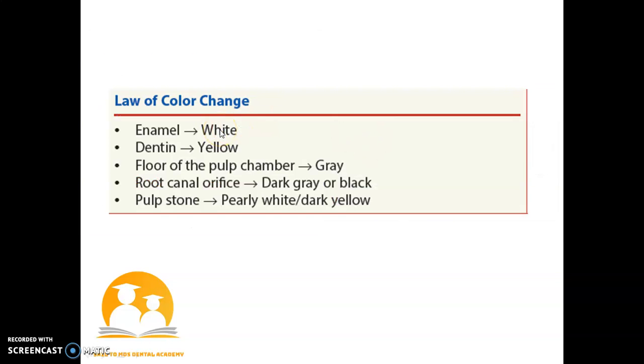Now remember the law of color change. Your enamel is white in color, dentin yellow in color. The floor of the pulp chamber is a little grayish, the root canal orifice dark gray or black, and pulp stones are pearly white or dark yellow. So remember aspirant, they may ask you about the different colors of the different areas of your tooth.